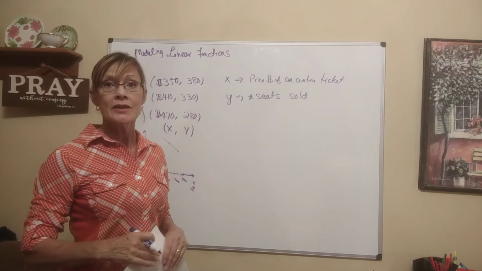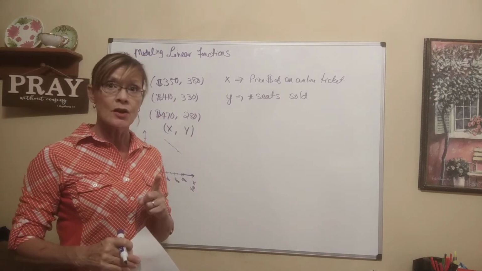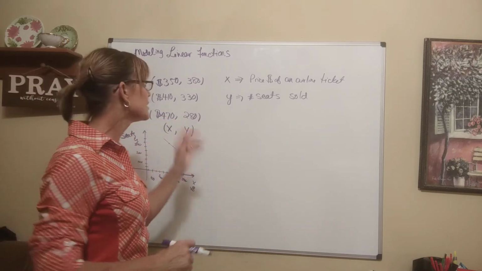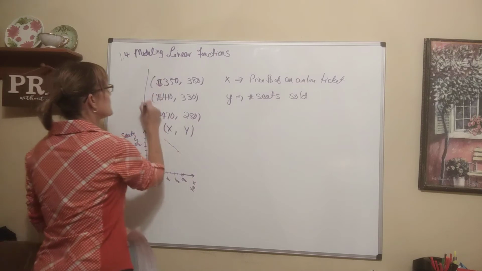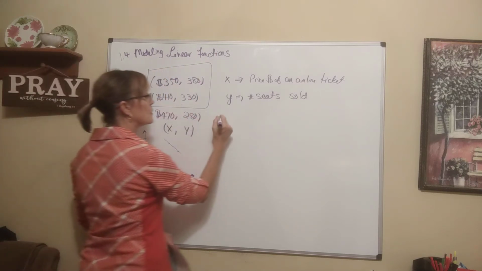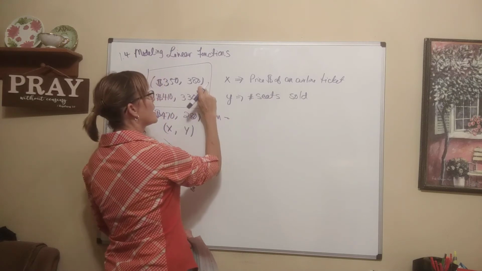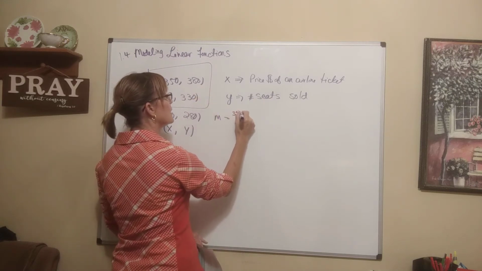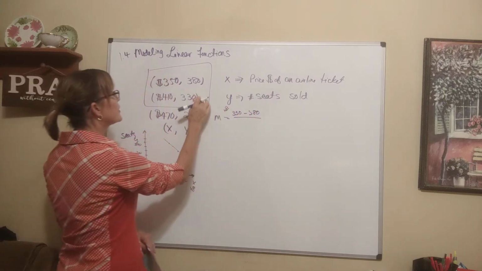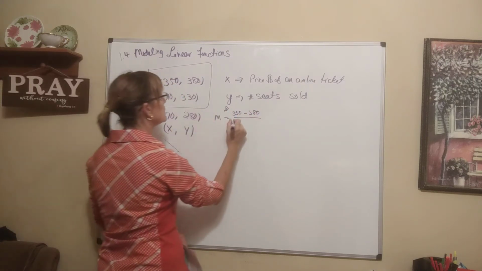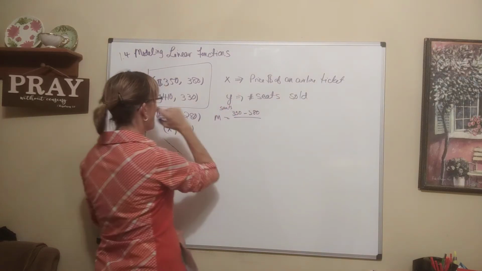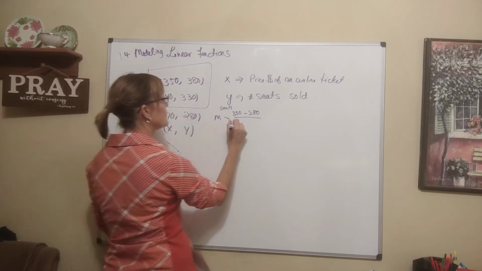To write the equation of a line, you need two things. You need the slope and any point. We have 3 points, so let's find the slope. Let's pick 2 points. I just picked the first 2, and let's calculate the slope. These are my y values, these are my x values. So m is y2, 330 minus 380, this is seats, sorry, over 410 minus 350.